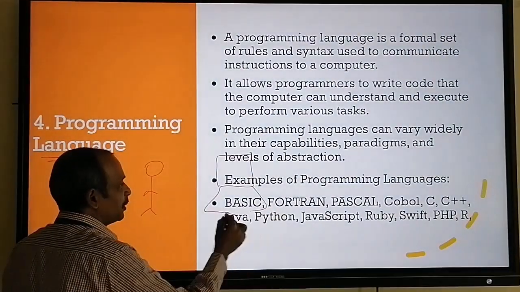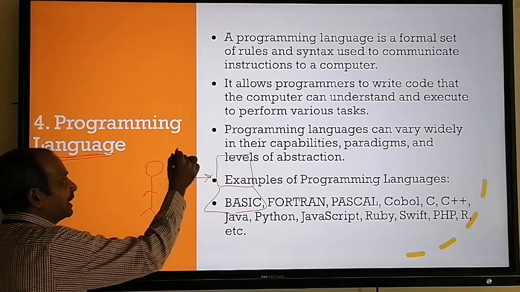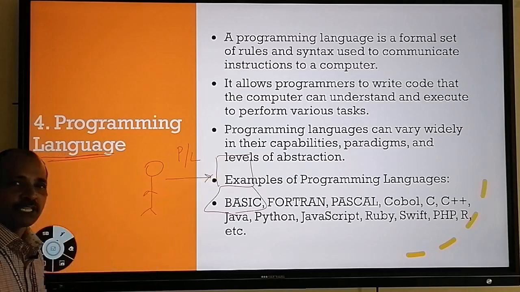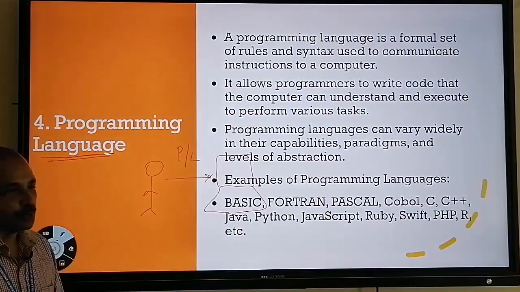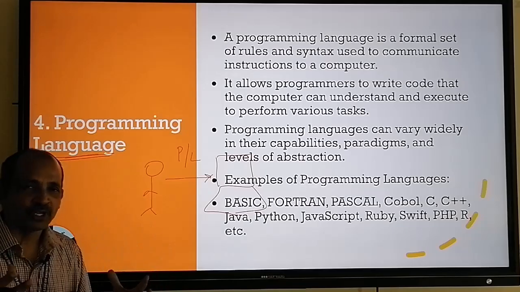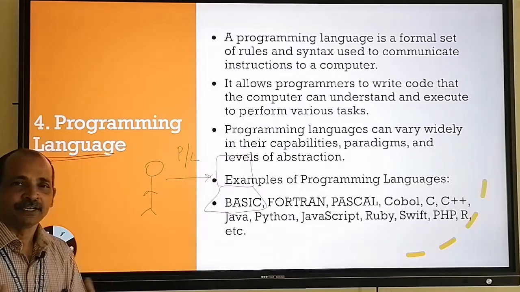So this is the machine, I want to communicate with this. So how can I communicate? You need a programming language. Using the programming language only, a user can communicate with the machine. A programming language has its own syntax, character set, and numbers.